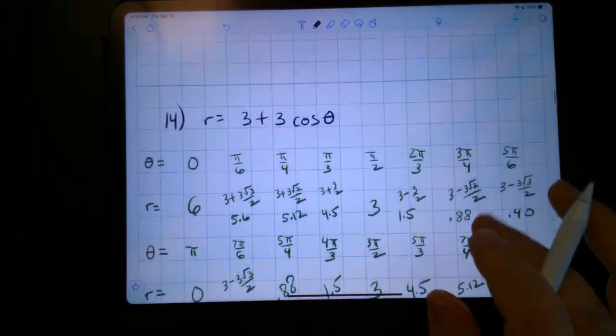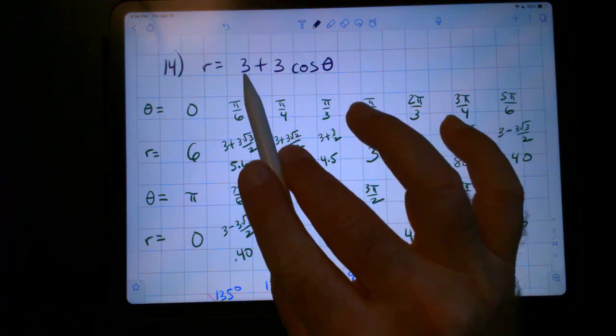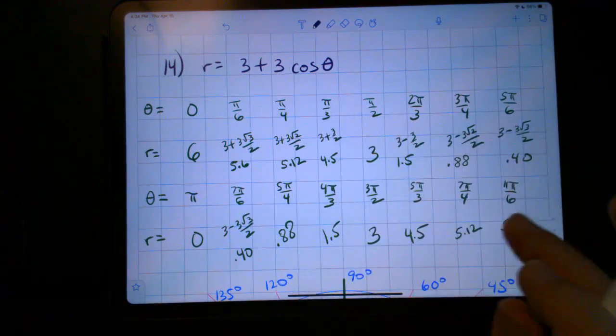And then when theta is 2 pi, cosine of 2 pi is 1. So we have 3 plus 3, which is 6.